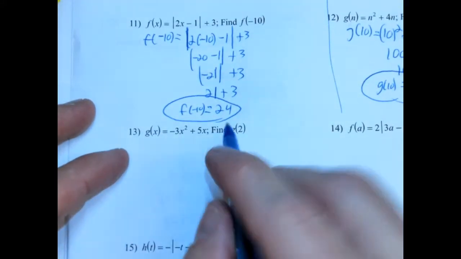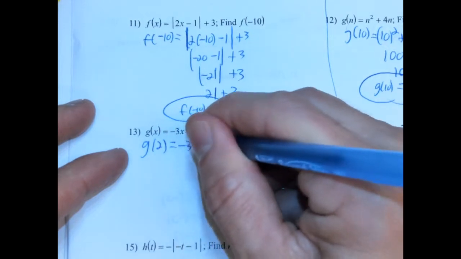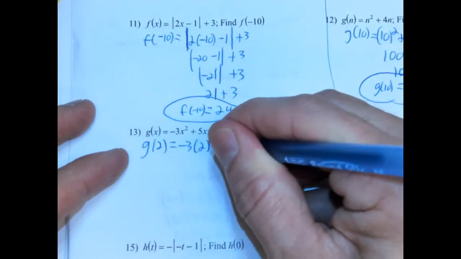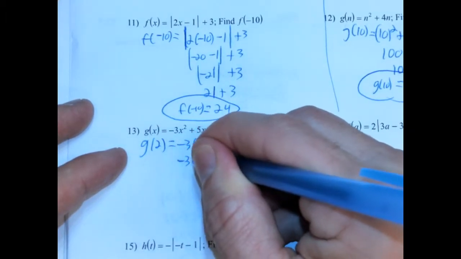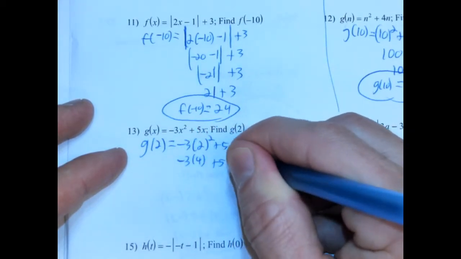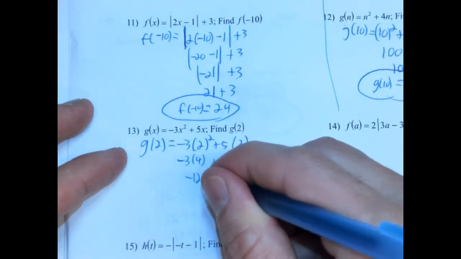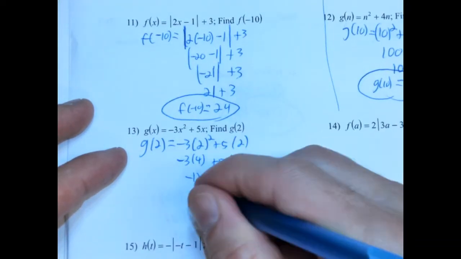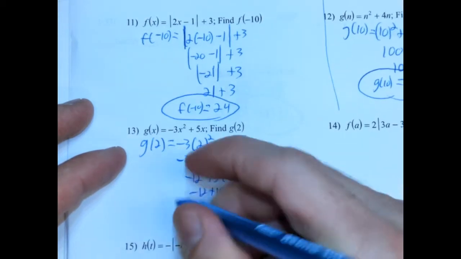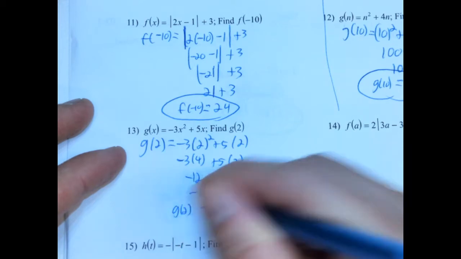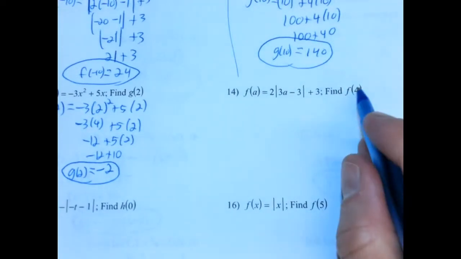Okay. G of 2. So we're going to have negative 3, 2 squared plus 5 times 2. All right, so 2 squared is 4, so negative 3 times 4 plus 5 times 2. Negative 3 times 4 is negative 12. And then 5 times 2 is 10. And negative 12 plus 10 is negative 2. So G of 2 is negative 2.